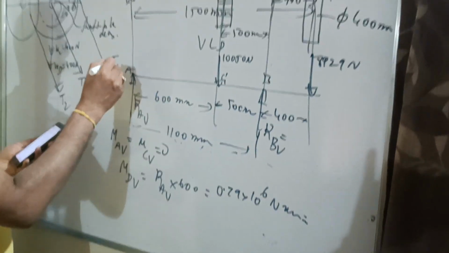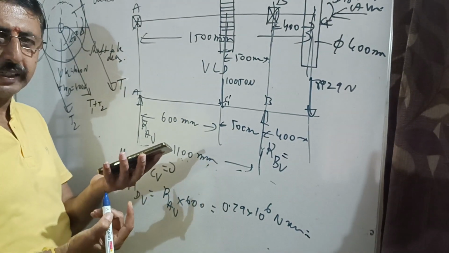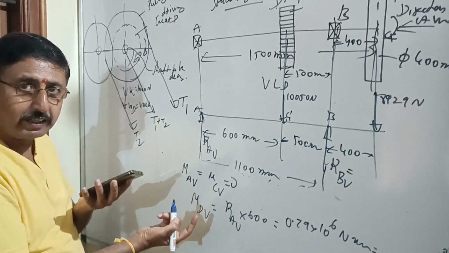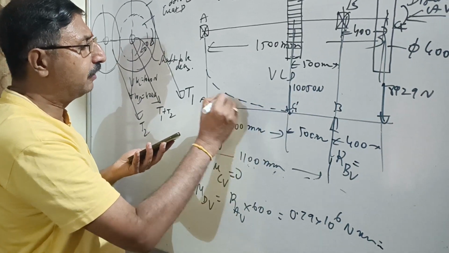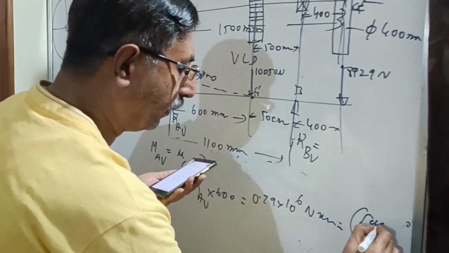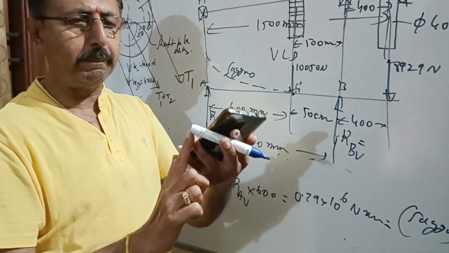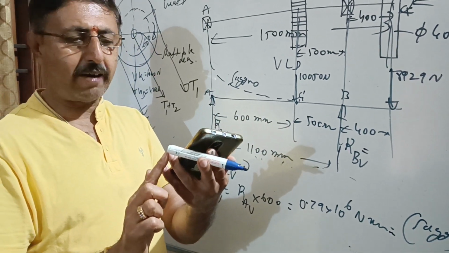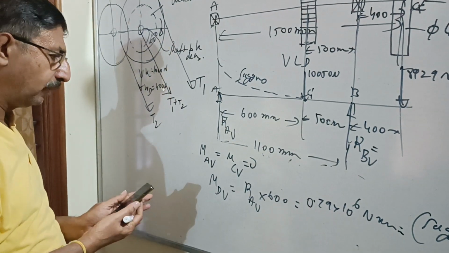Now what is the direction of that moment? Because of the reaction RAV, there is bending moment at point D. In which direction is that reaction acting? It is acting in the upper direction. Because of that, it will bend in this direction. This is sagging, so we have to call it a sagging moment, because when I apply reaction RAV here, it will bend like this. At point D, the shaft will bend in this direction. So if it bends like this, that is sagging.